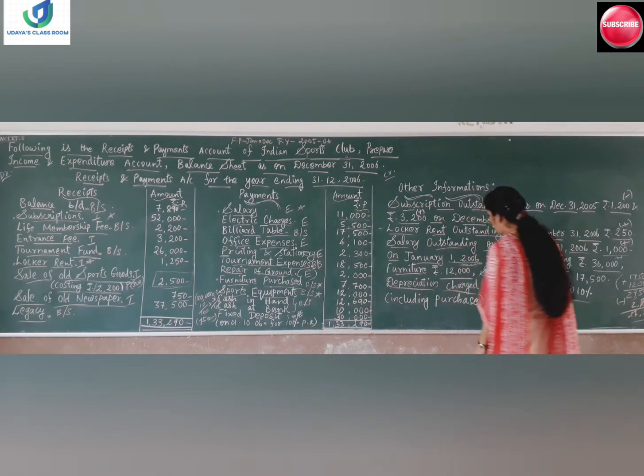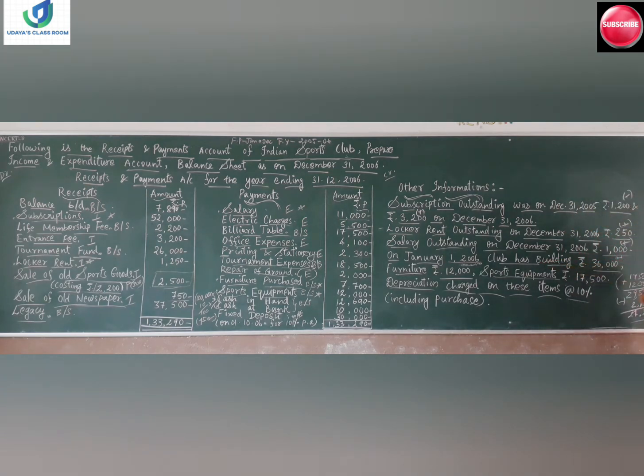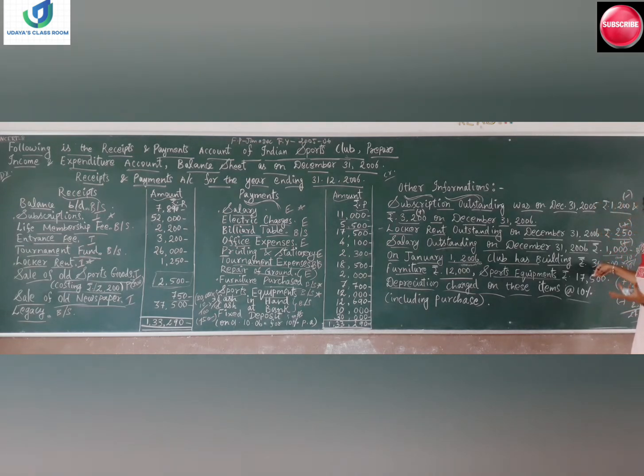Alright, so the first is the building here, so the 10% depreciation would be 36,000 into 10%, you will be getting 3,600. So the 3,600 we will be writing in the income and expenditure account. Depreciation is our expense, right? So 3,600 we will be writing on the expenses side of the income and expenditure account, and in the balance sheet we will be showing building 36,000 and minus depreciation 3,600. After deducting, the balance only we will be writing in the balance sheet.